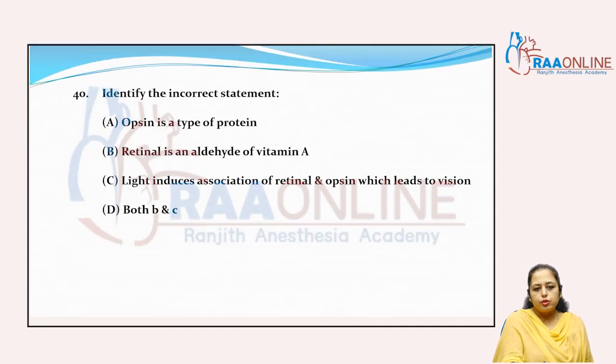Now come to the next question. Identify the incorrect statement. Opsin is a type of protein. It's correct. It is related with the mechanism of vision, right? Retinal is an aldehyde of vitamin A. It is correct. Light induces the association of the retinal and opsin, which leads to vision.